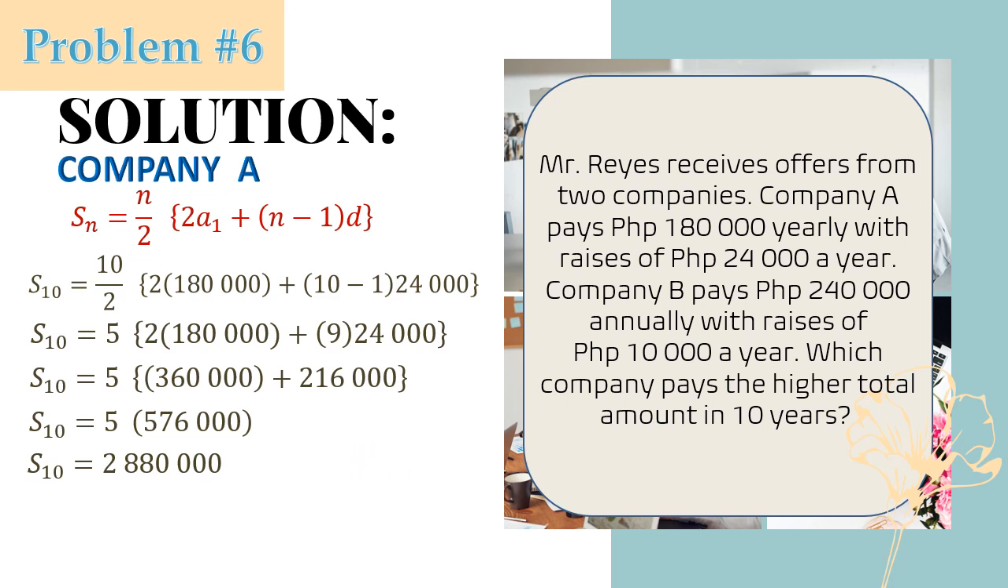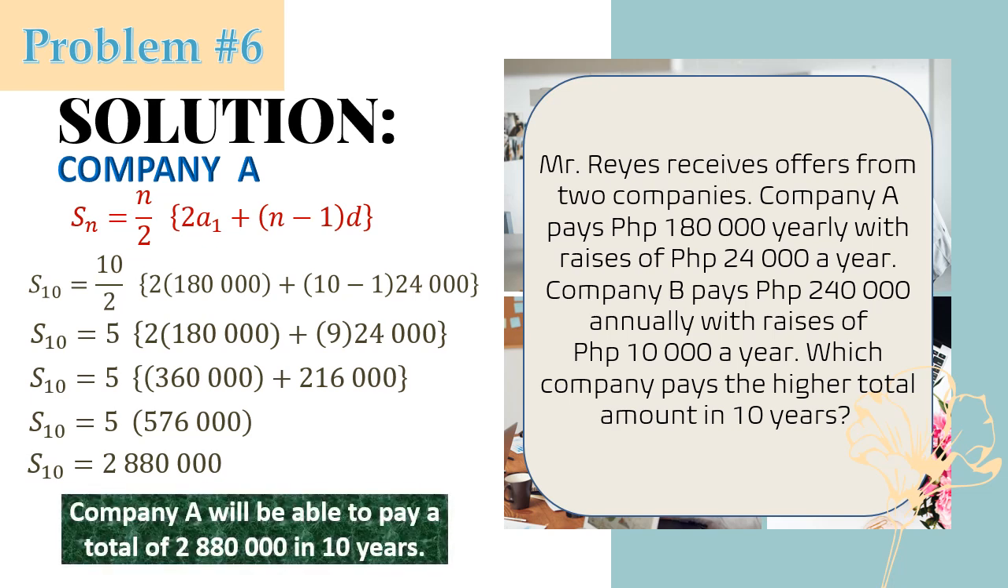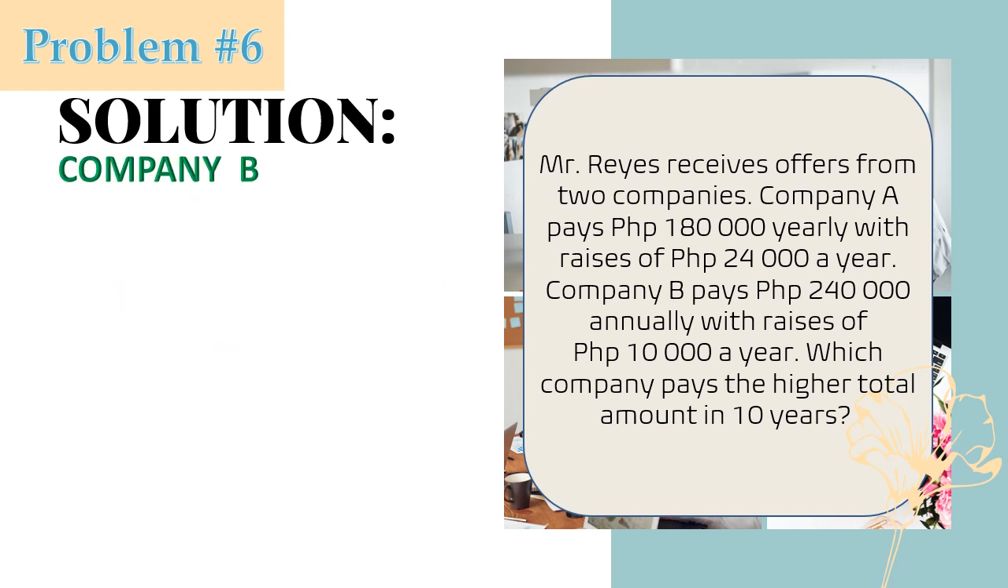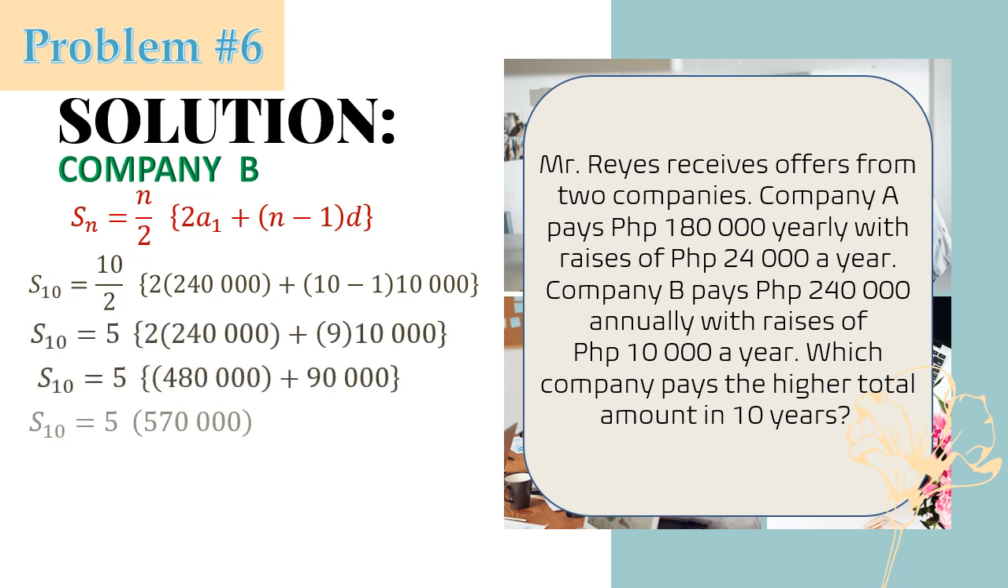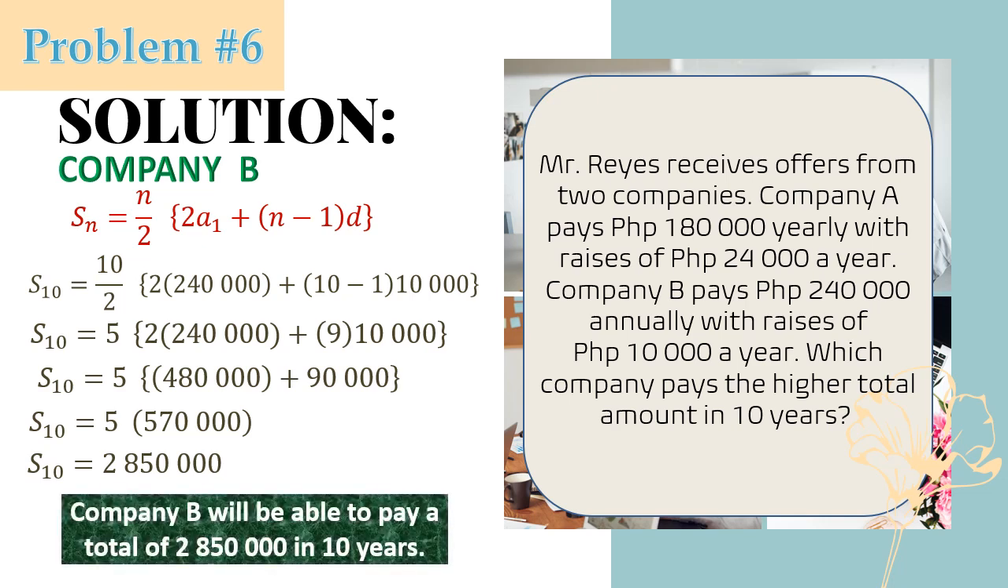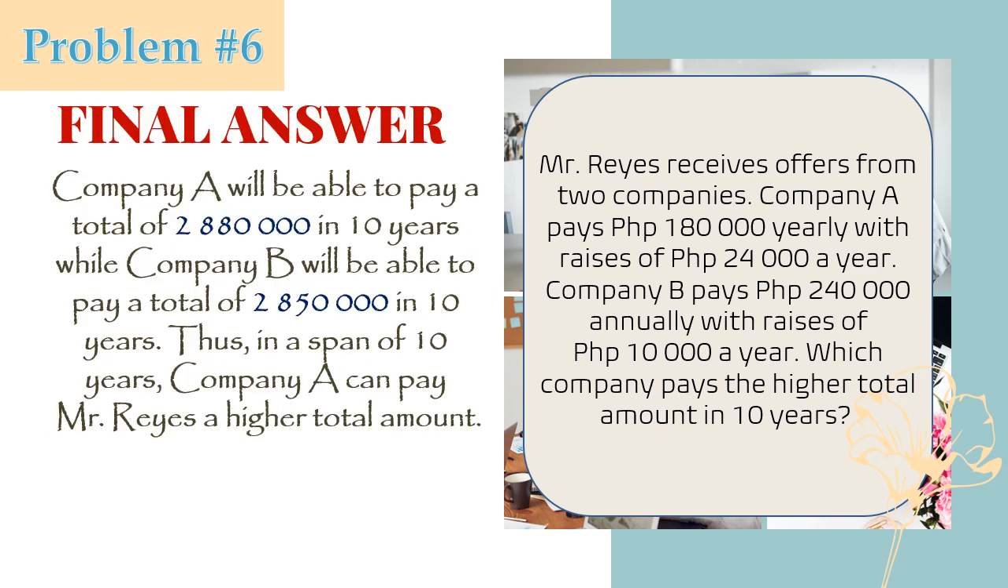Let's take a look at the sum that you will accumulate if you accept the offer of company B. Take note, for company A, we have 2,880,000. For company B, how much do you think will be the accumulated amount? Again, let's use the arithmetic series formula, substitute all the necessary data accurately, and perform the indicated operations. As you can see, we have 570,000 times 5, which is 2,850,000. So for company B, you will accumulate 2,850,000 in 10 years.